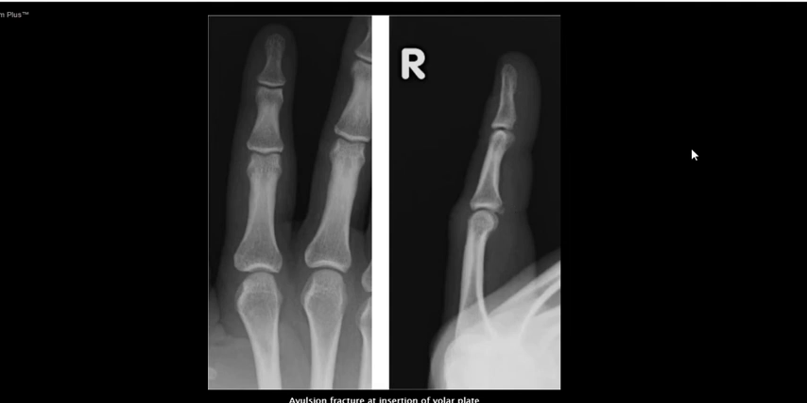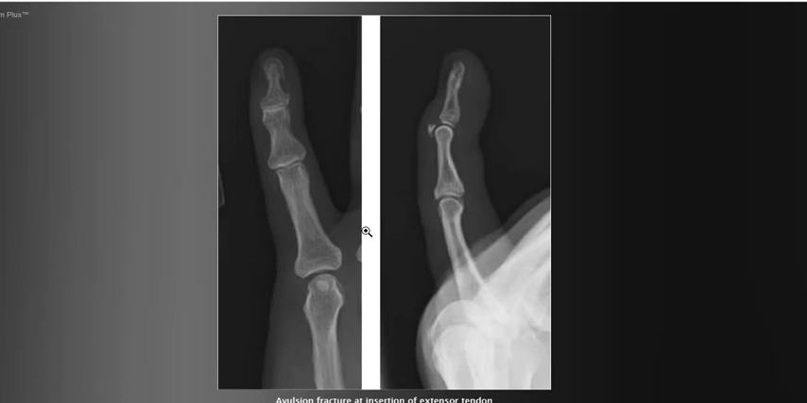And the hyperextension injury can be commonly seen with catching a ball, similarly as before, and also falling on fingers and hyperextending the interphalangeal joints. And this injury is at the palmar aspect of the finger, so it's a hyperextension. Here's another avulsion fracture of a volar plate.